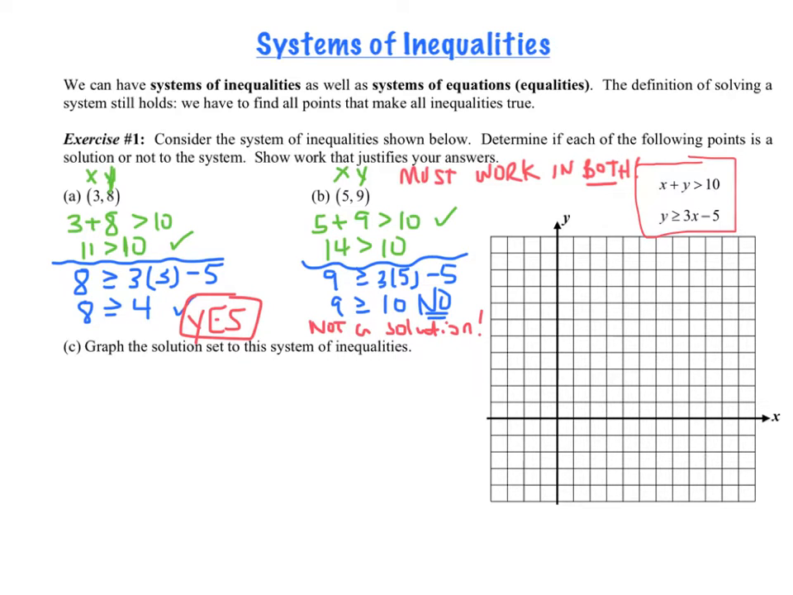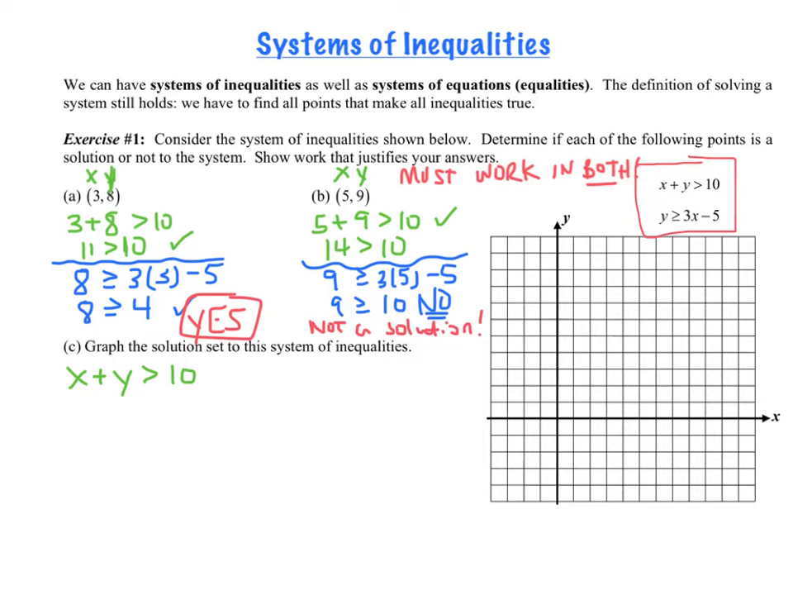Part C here asks us to go ahead and graph the solution set to the system of inequalities. Well, guess what? We are going to take each inequality and graph them one step at a time on the same coordinate plane. So x plus y is greater than 10.